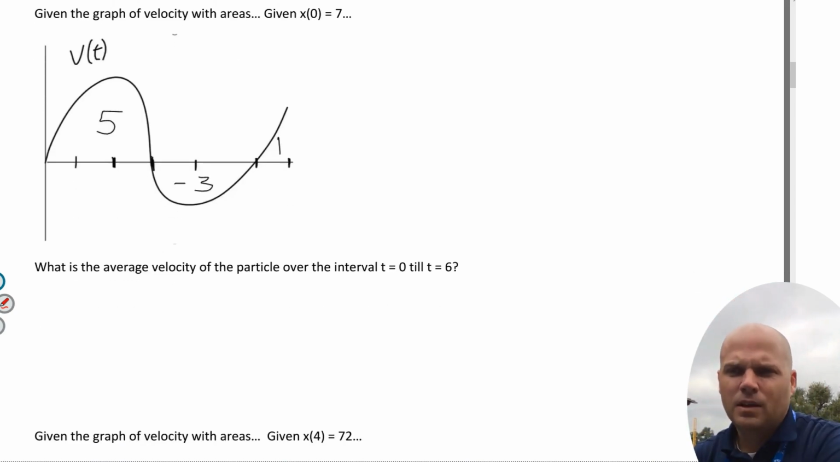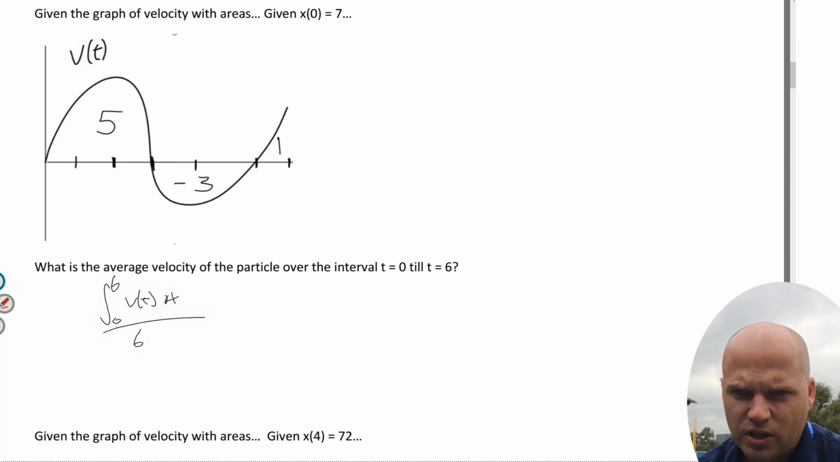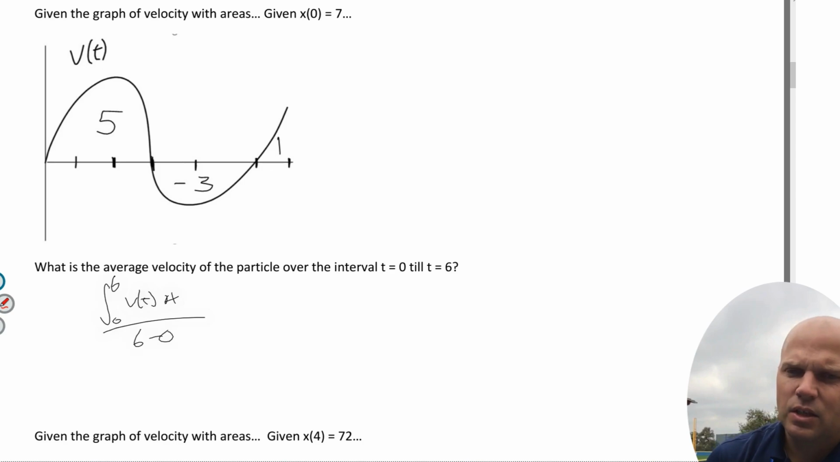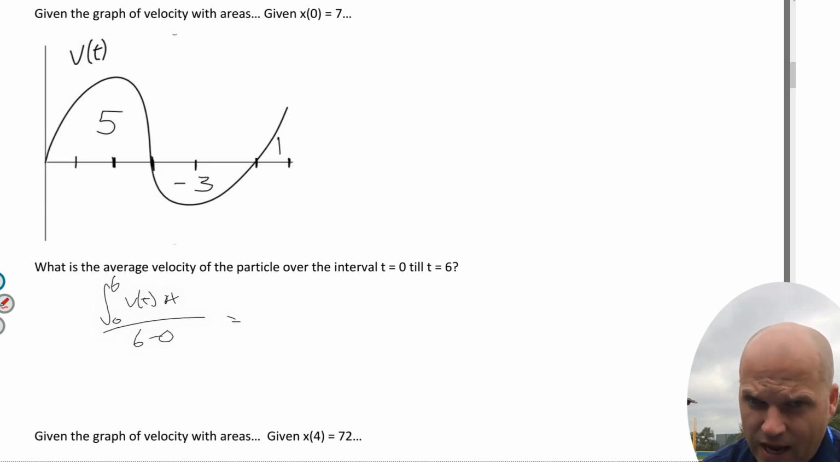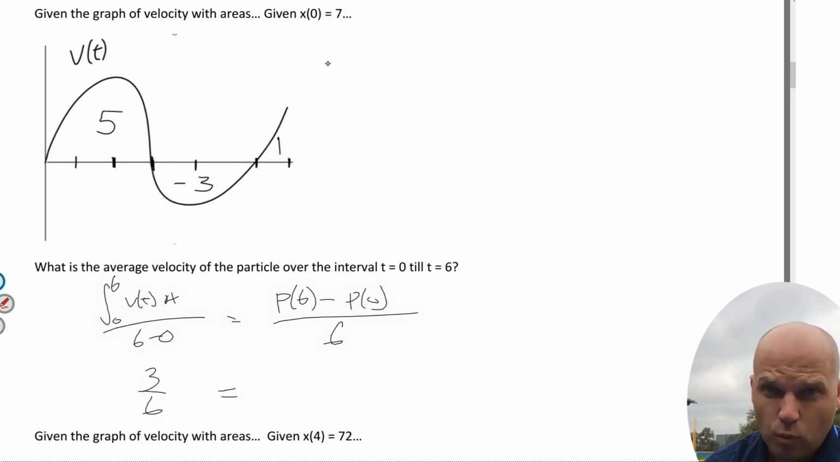All right. Average velocity from 0 to 6. Well, it'd be great if I just accumulated my velocity from 0 to 6. Now, what is the accumulation of my velocity from 0 to 6? Well, it's just like the combination of all my displacements. Now, you could say it's your position at time 6 minus your position at time 0. Like, let's see how that's the same. Either you could do like 5 minus 3 plus 1 is 3, and 3 divided by 6 is just a half. Or if you want to, you could say, okay, my position at 0 is 7.